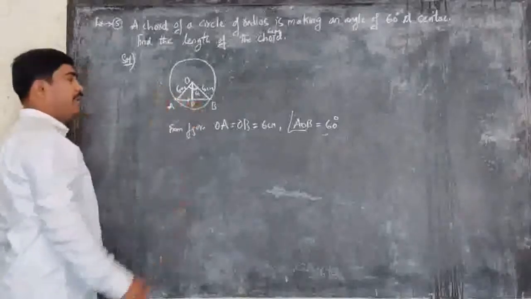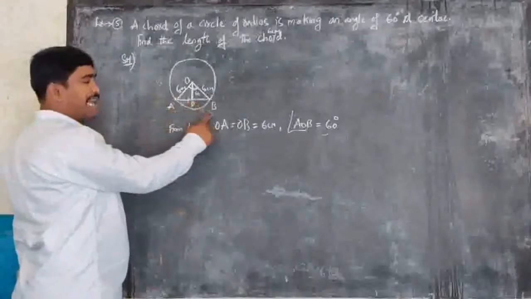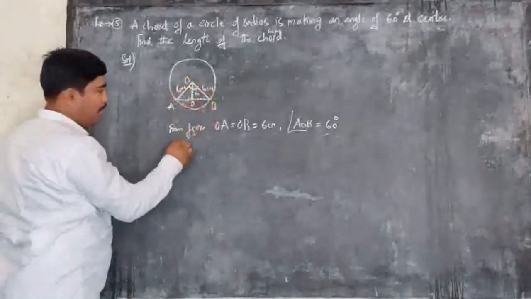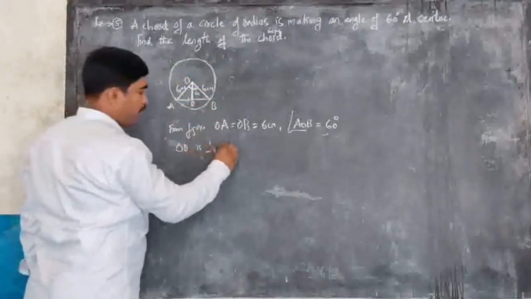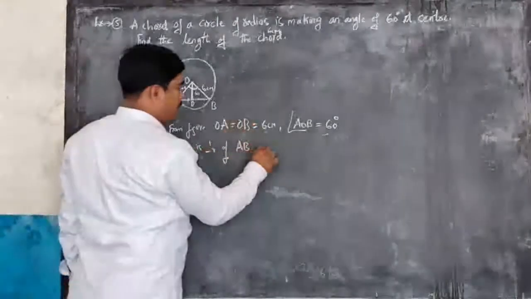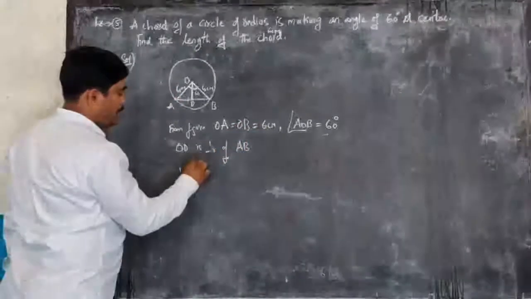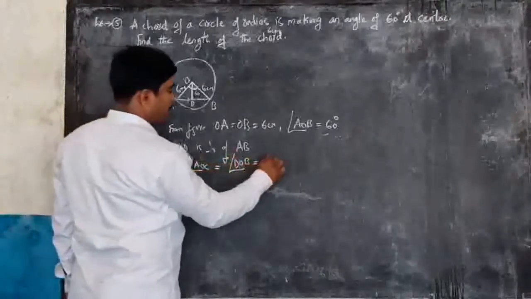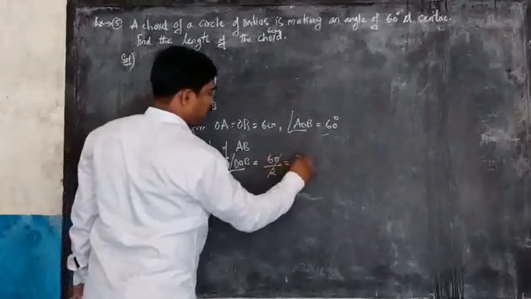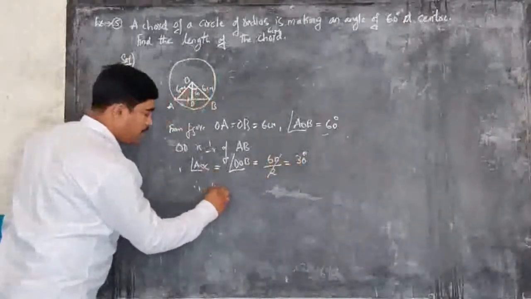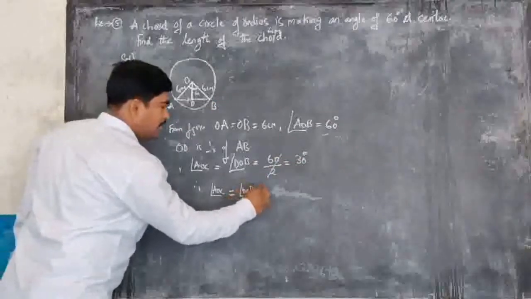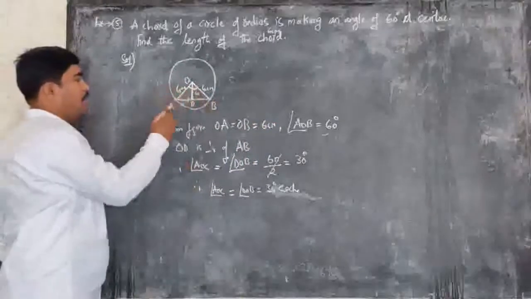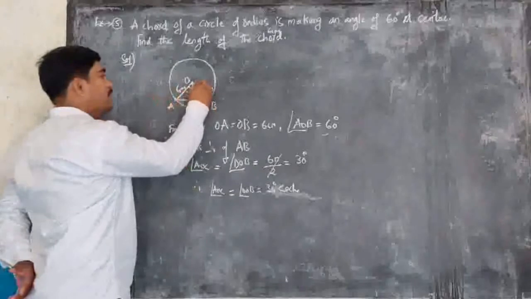Now as OD is the bisector of line AB as well as the bisector of angle O, we get two angles, AOD and DOB. OD is the bisector of AB, therefore angle AOD is equal to angle DOB, which is nothing but 60 by 2, that is 30 degrees. Therefore I can write angle AOD is equal to angle DOB is equal to 30 degrees. So here I can write 30 degrees. Similarly here, this also is 30 degrees.